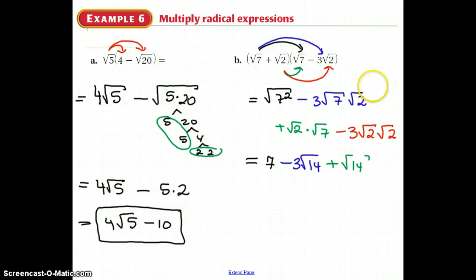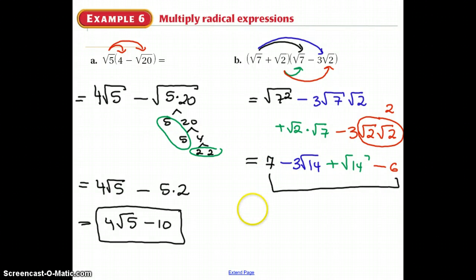And my last one, I have square root of 2 times 2, which is 2 squared. So that's actually going to give me just a 2. So it becomes negative 3 times 2, which is negative 6. And then we're not done yet because we're going to look for things that we can combine together. We notice that we have 2 rational numbers, 7 and negative 6, and we can combine them together. 7 minus 6 will give me 1.